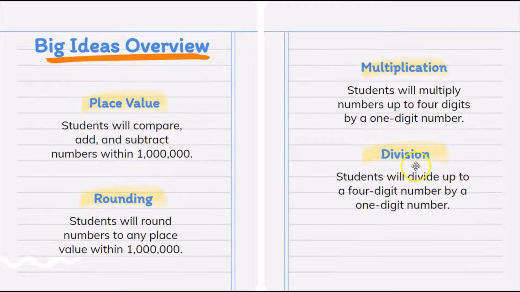And the other two big ideas for the first half of the school year are multiplication and division. The expectation for 4th graders in multiplication is that they'll be multiplying numbers that are up to 4 digits by a single digit number. And then in division, they'll be expected to divide 4-digit numbers by, again, a single-digit number. And those are the big ideas for the first half of the school year.